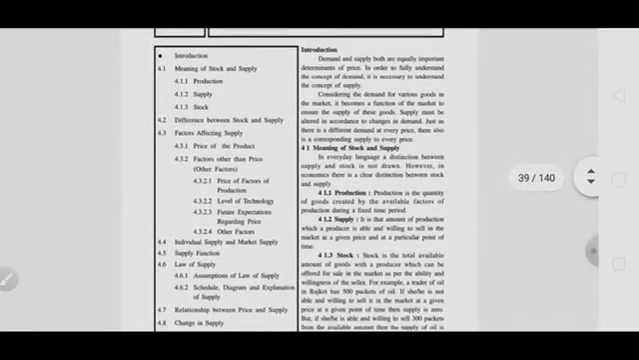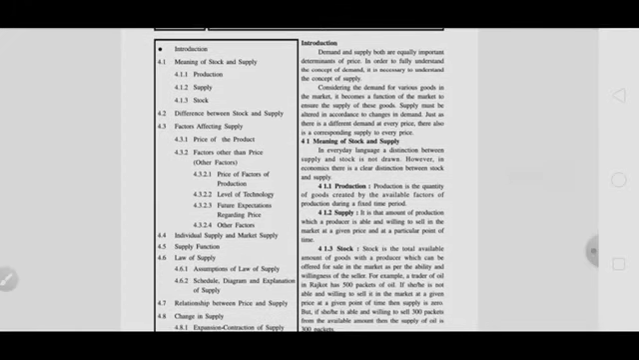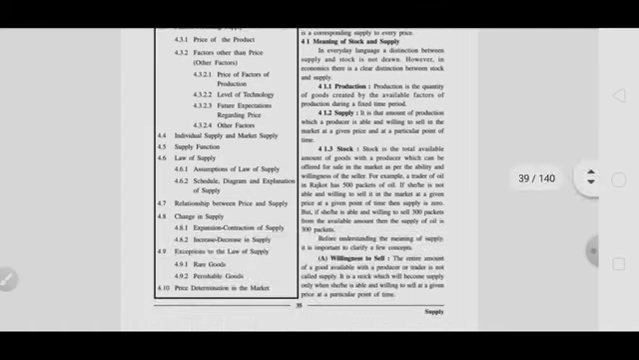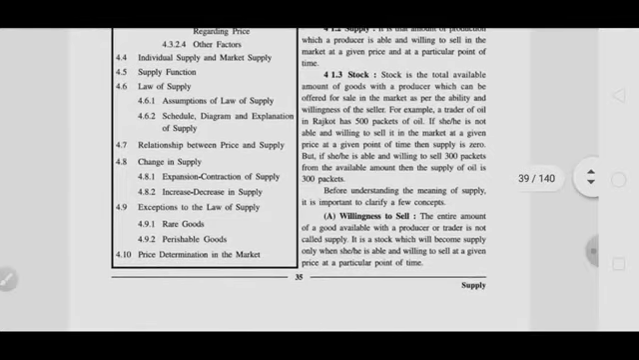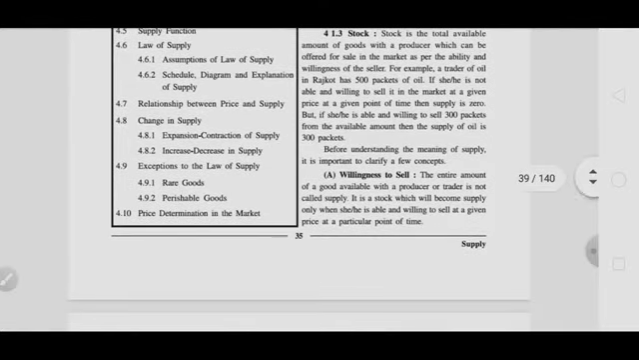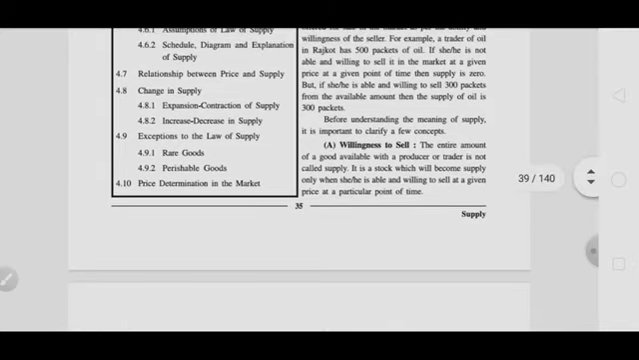Supply is the mirror image of the chapter on demand, because in this chapter also you will have the meaning and factors affecting supply. There will be the difference between production, supply and stock, which are very small topics. Then individual supply and market supply. As we have a demand function, here also we have a supply function. Law of supply, relationship between price and supply. Change in supply, that is expansion, contraction, increase, decrease. Exceptions, and lastly price determination in a market.